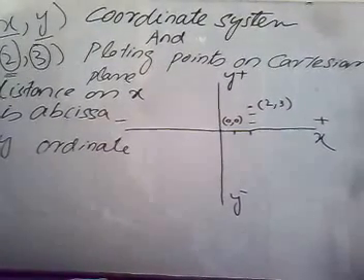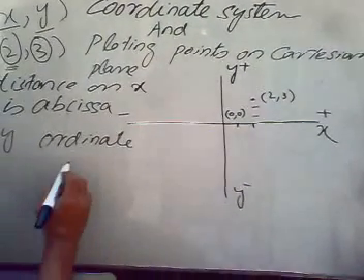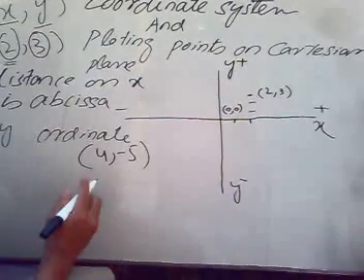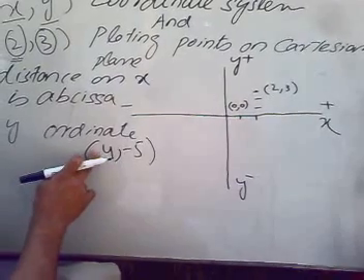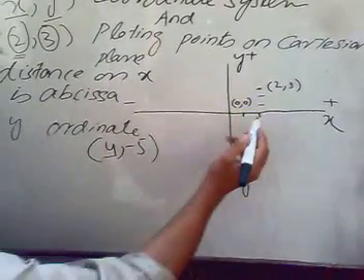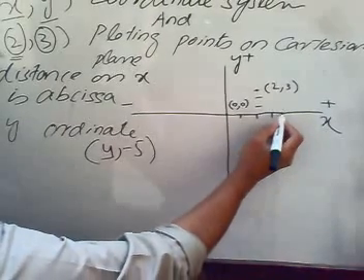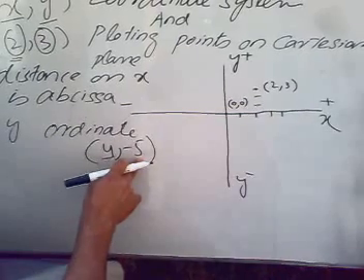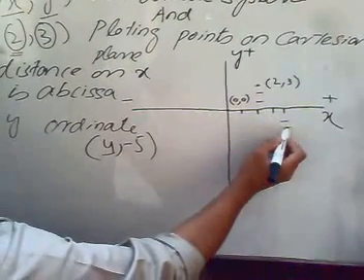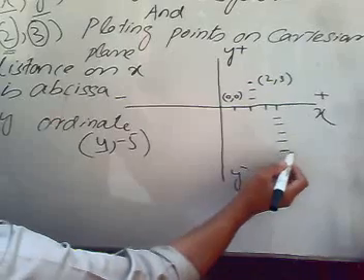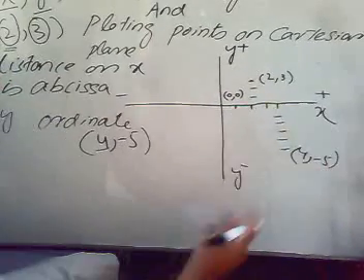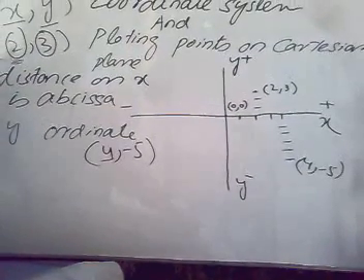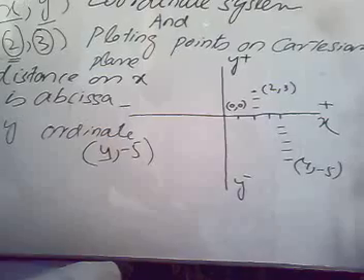And let's consider another example. Suppose we want to plot (4, -5). First we will move 4 units in the positive x direction, that will be 1, 2, 3, 4, and from here we will move 5 units in the negative y direction, that is downward. So this will be 1, 2, 3, 4 and 5, and this is (4, -5). So this is how we plot different points on the Cartesian plane, and actually we have different quadrants over here.